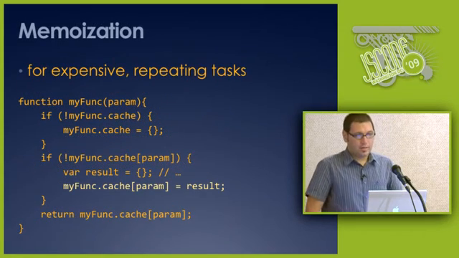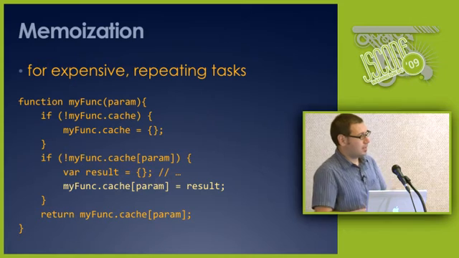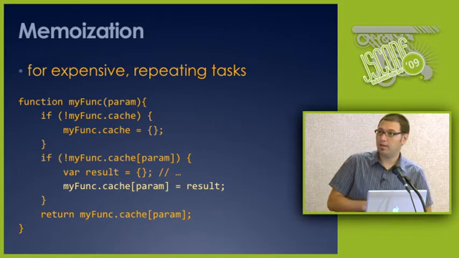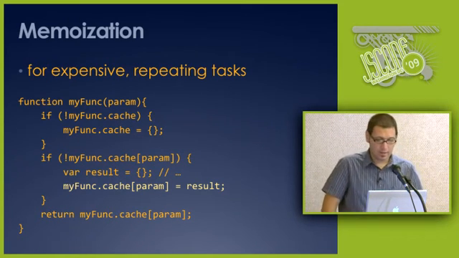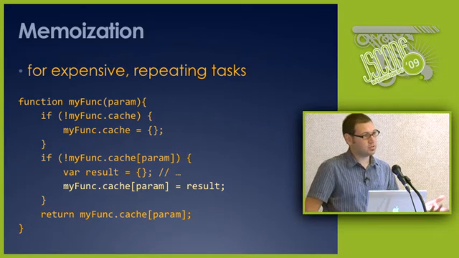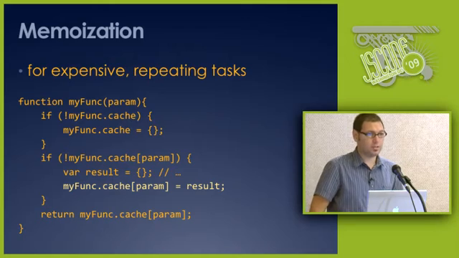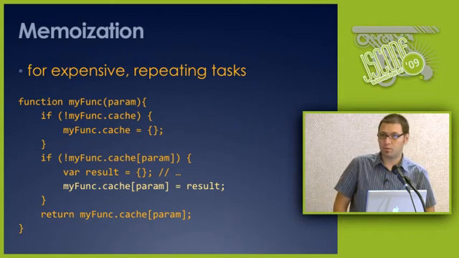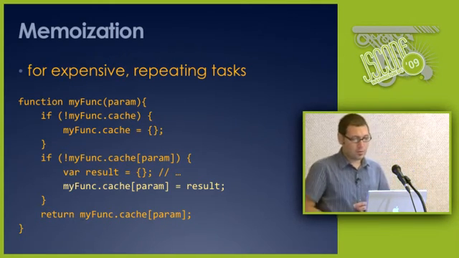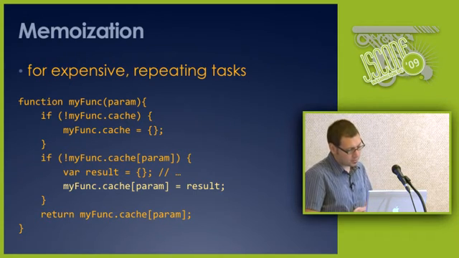Memoization: if you have really expensive, complicated calculations going on, and there's a chance that things will repeat, it makes sense to cache the already calculated value. And because JavaScript functions are just objects, you can add properties to them. So in this case, I'm adding a cache property.